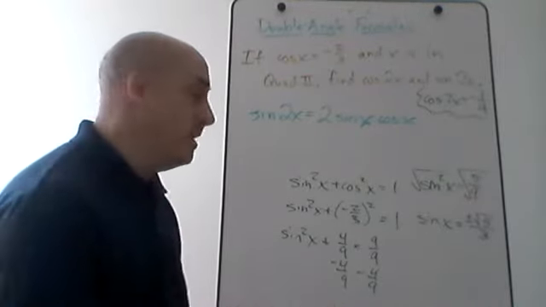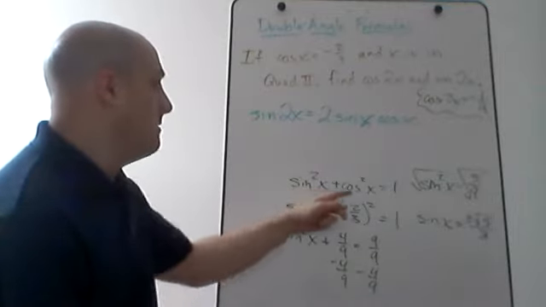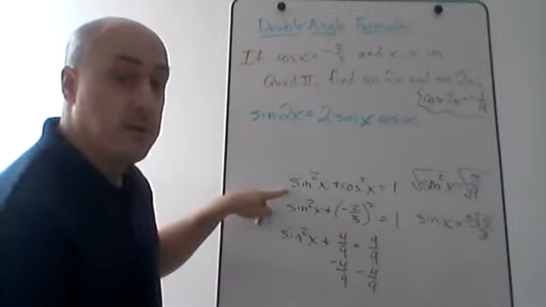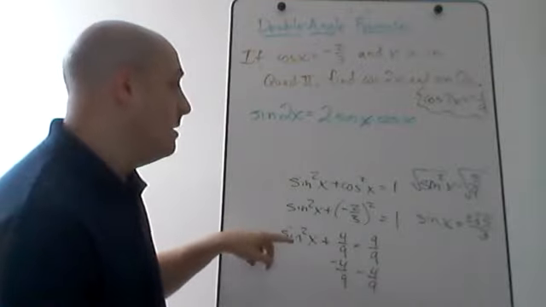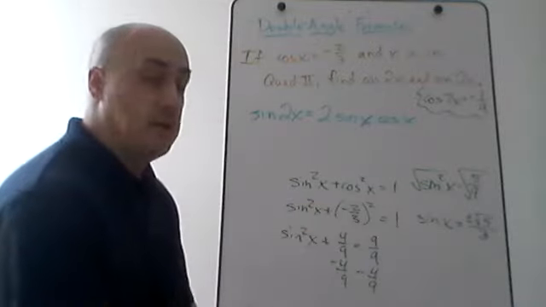When you do the square root method, and anytime you're solving for sine or cosine using this formula here, every time you do that, you're going to have to do the square root and make sure you put that plus or minus there.